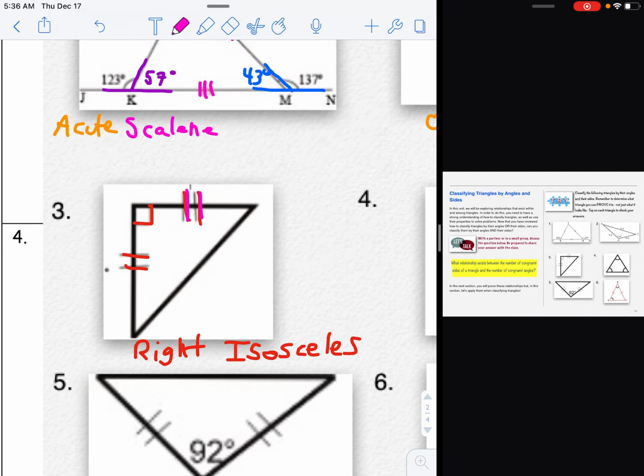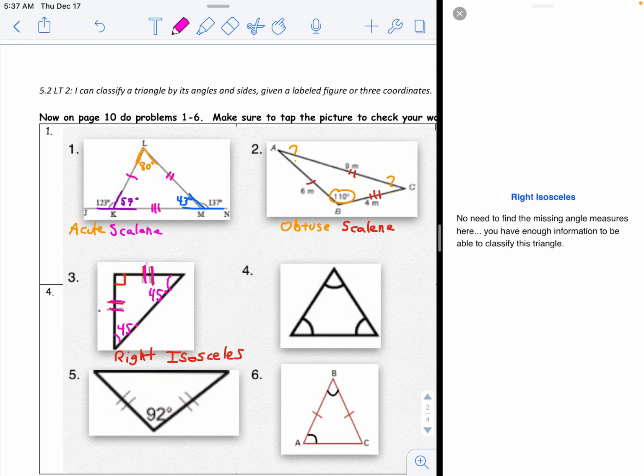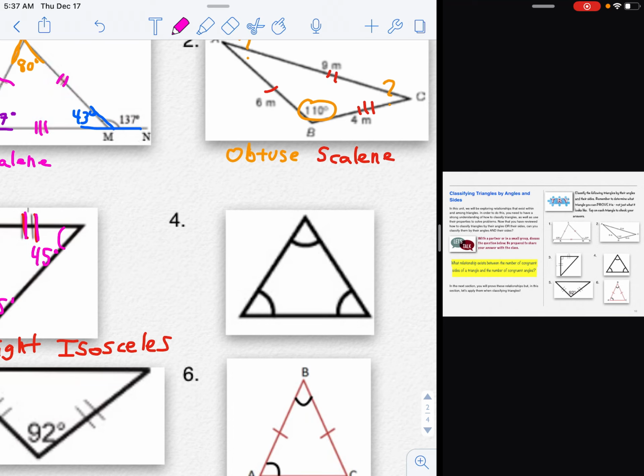All right, and a little foreshadowing. Since these 2 sides are the same, these 2 angles are going to be the same. I'm going to put 45 and 45. A little foreshadowing this stuff. We might talk about that more today, tomorrow. Stay tuned and find out. Let's double check our answer. Right isosceles. Yes. All right.